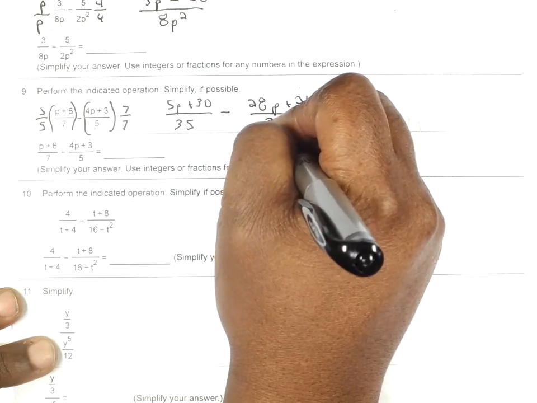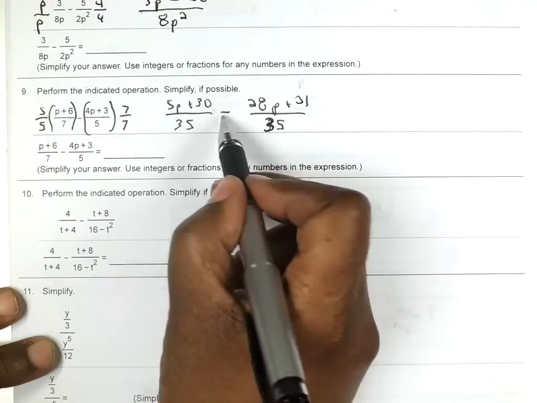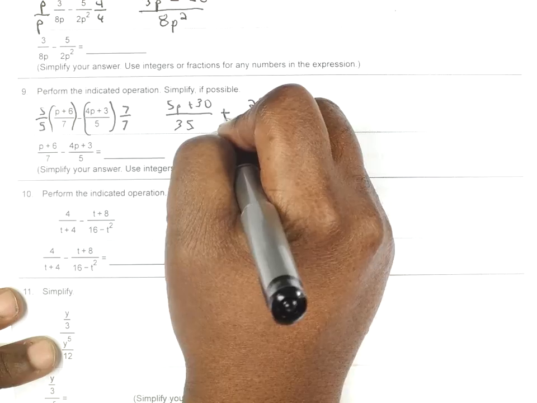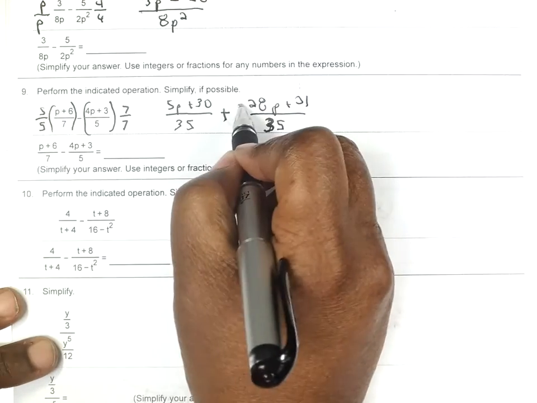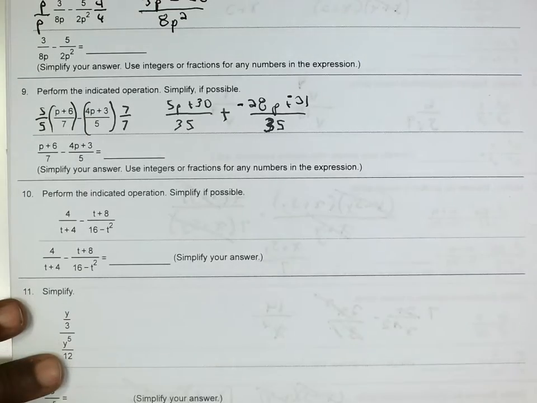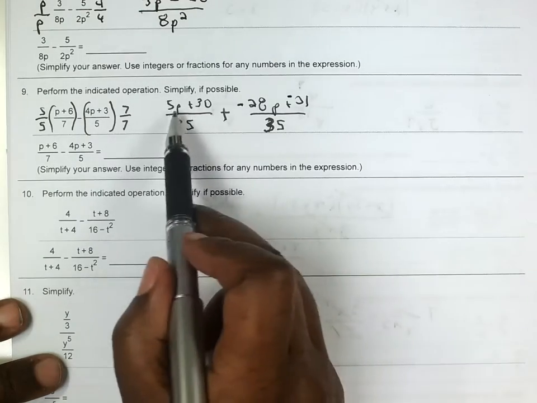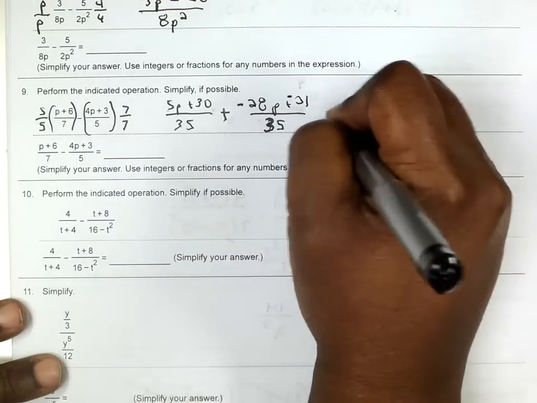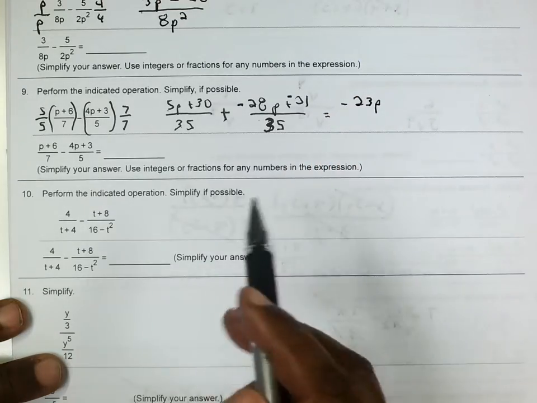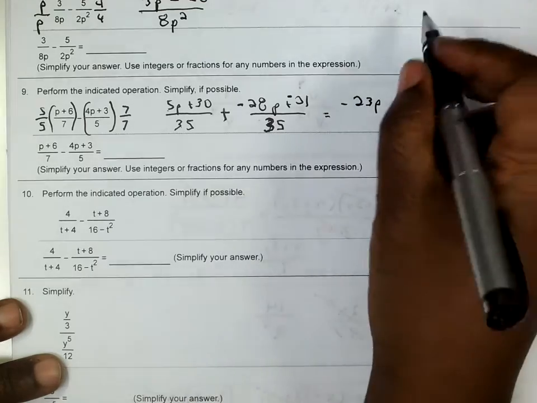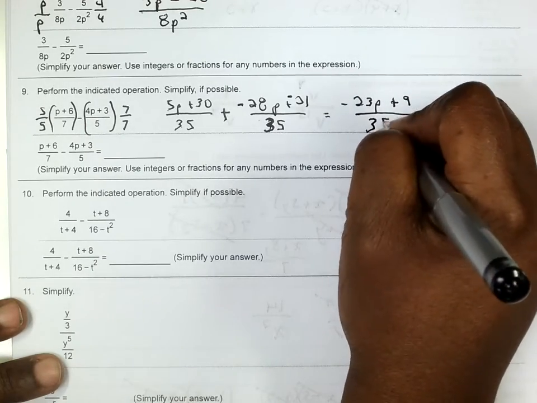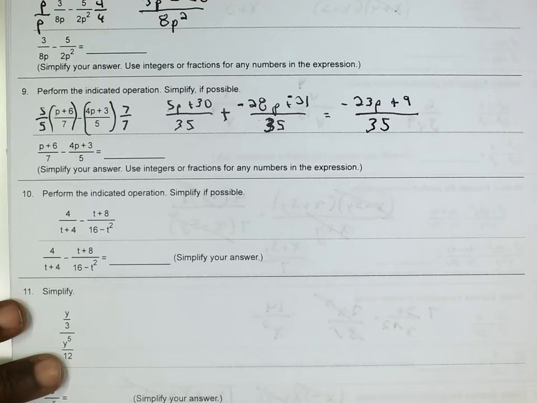So what I didn't do yet is distribute that negative sign. So I'm just going to change these signs. I'm going to make this a plus, and then this is going to be negative now, and then this term is also going to be negative. So combining like terms, 5p and negative 28p gives me a negative 23p. And then I have 30 and negative 21, so they combine to 9. And they're all over 35.